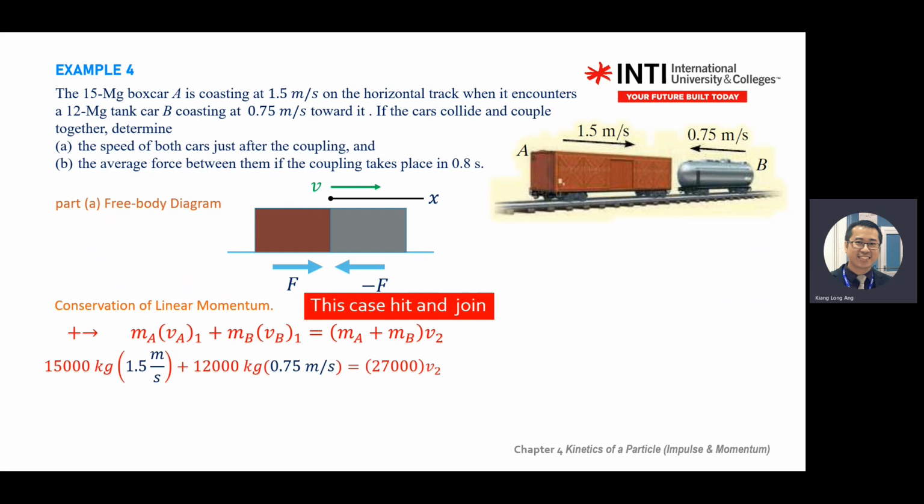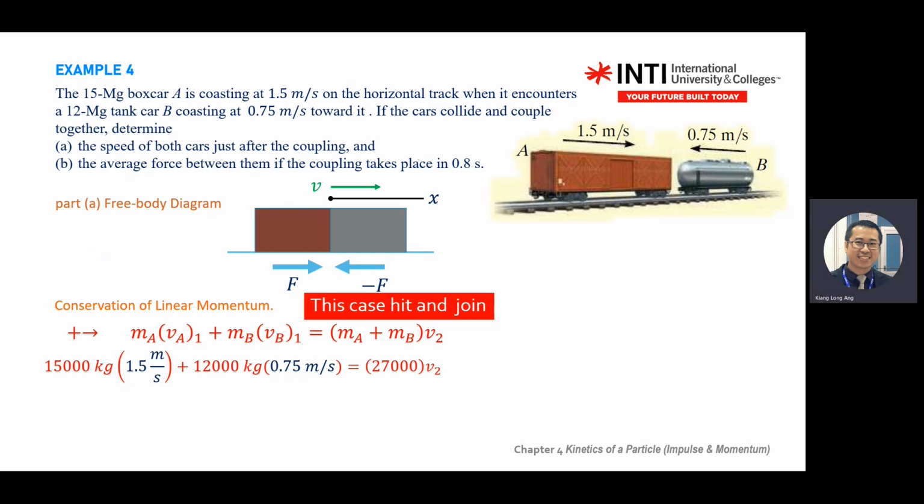So you substitute all the values. What you need to pay attention to is that you need to convert the unit of your mass into SI units. Okay, 15 megagram is 15,000 kilogram. So what is the unknown you can solve? V2 you solve.